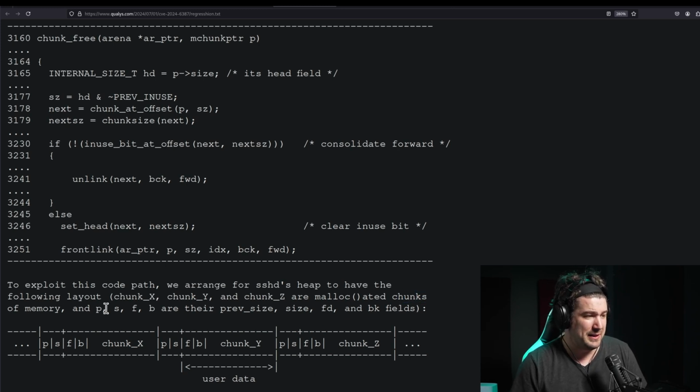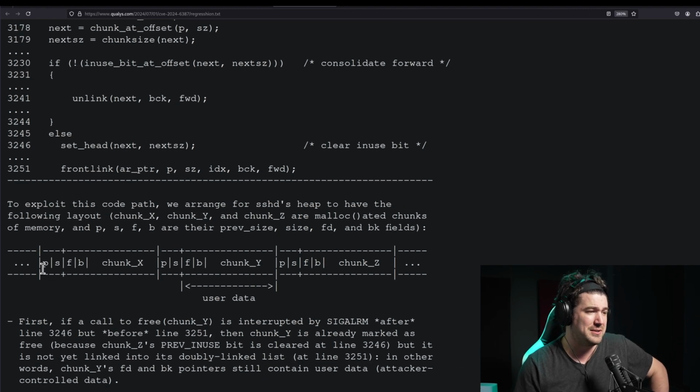Chunks of memory and P, S, F, and B are their... I lost the plot here. We're going back. To exploit this code path, we arrange for SSHD's heap to have the following layout. Chunk X, Chunk Y, and Chunk Z are malloc-ated chunks of memory, and P, S, F, B are their previous size, size, and forward and backward fields. Okay. So this is Chunk X, and this is their previous size, forward and backwards. And this is the user data here. Okay, cool.